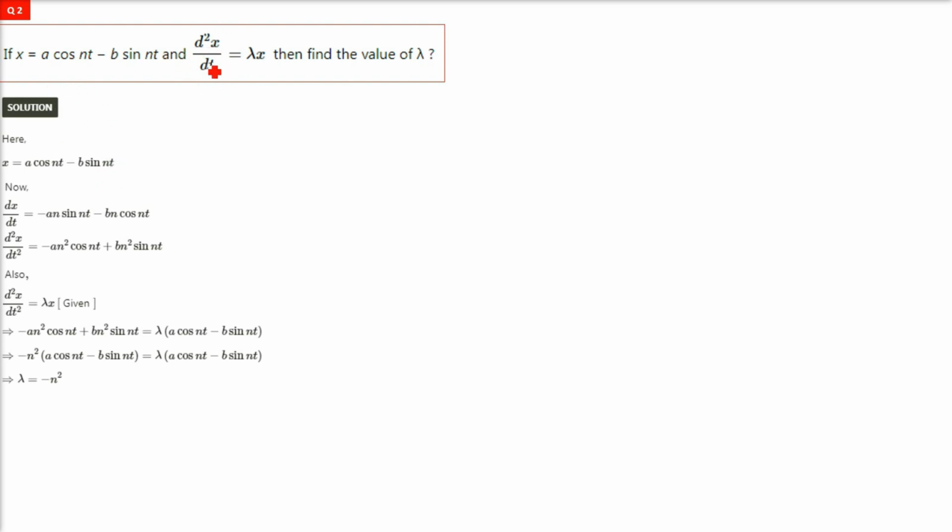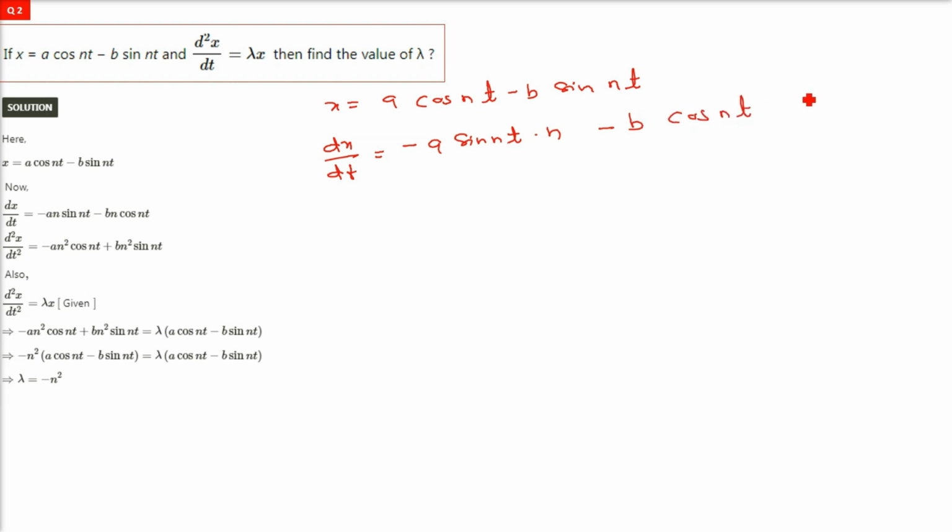You have to differentiate it twice. d2x by dt2 actually equals lambda x. So x is equal to a cos nt minus b sin nt. So dx by dt is equal to a cos nt is minus sin nt, and then nt differentiation will also be done. Whatever is inside cos, that has to be differentiated. It will be n because we are differentiating with respect to t. Minus b sin nt will be cos nt, differentiation of nt will again be n.